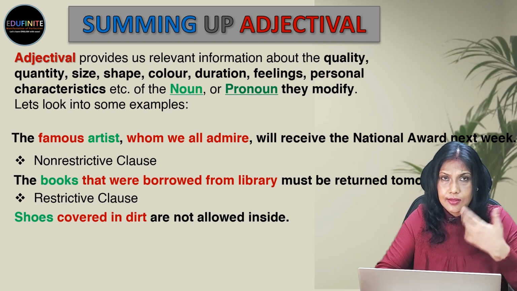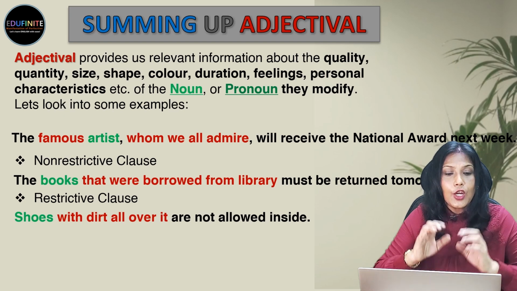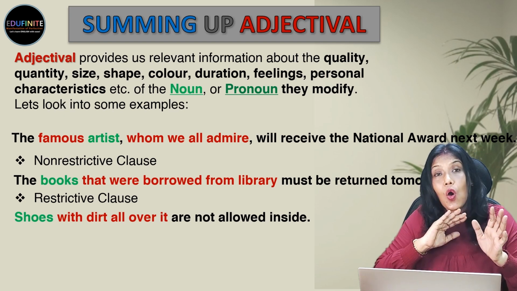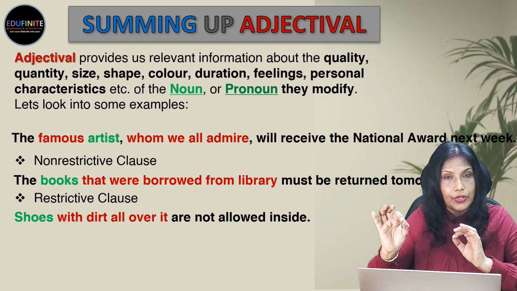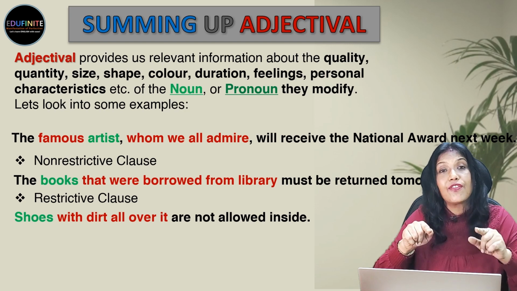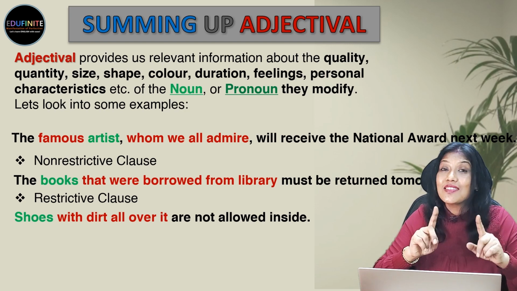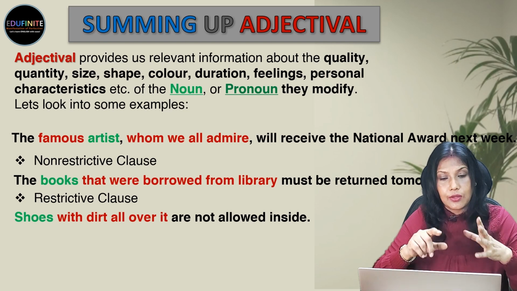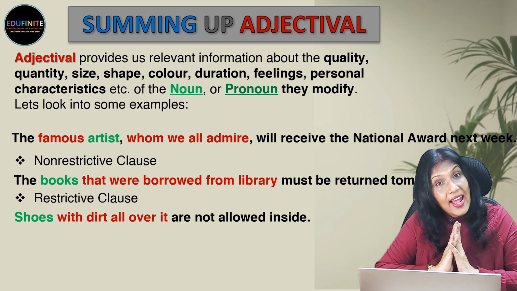Now let's have a different type of phrase. Shoes with dirt all over it. With dirt all over it. So this is also telling us about the shoes. This phrase is beginning with with, which is a preposition. So this is a prepositional phrase. So this is qualifying the noun shoes. Hence this is an adjectival.